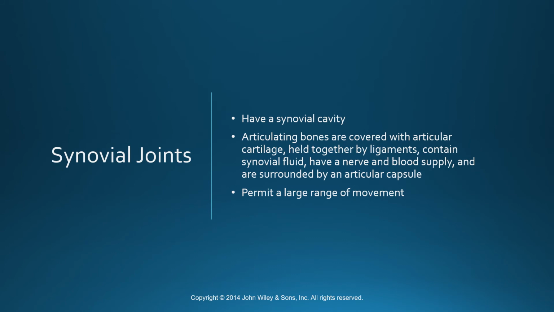Next, we will be looking at synovial joints. Synovial joints have certain characteristics that distinguish them from other joints. The unique characteristic of a synovial joint is the presence of a space called a synovial cavity, or joint cavity, between the articulating bones. Because the synovial cavity allows considerable movement at a joint, all synovial joints are classified functionally as freely movable, or diarthroses.